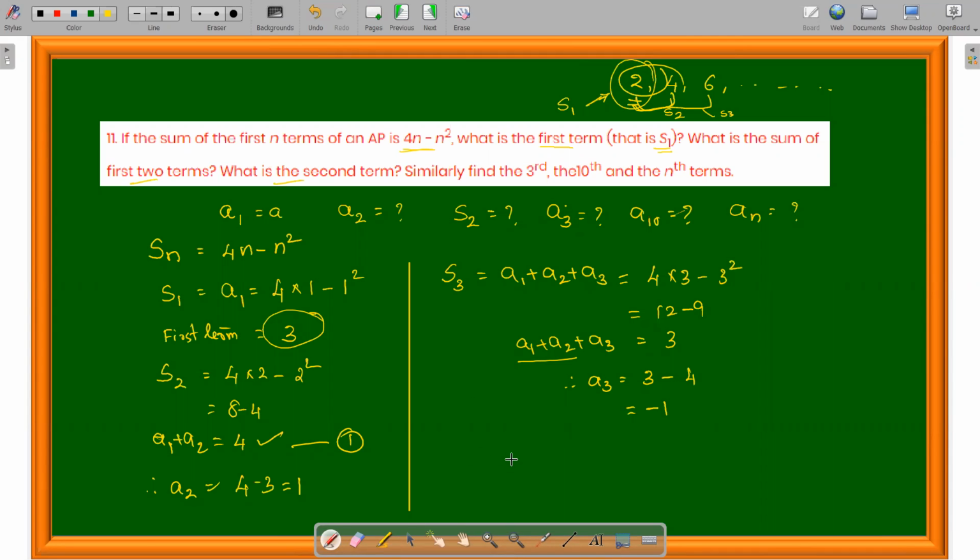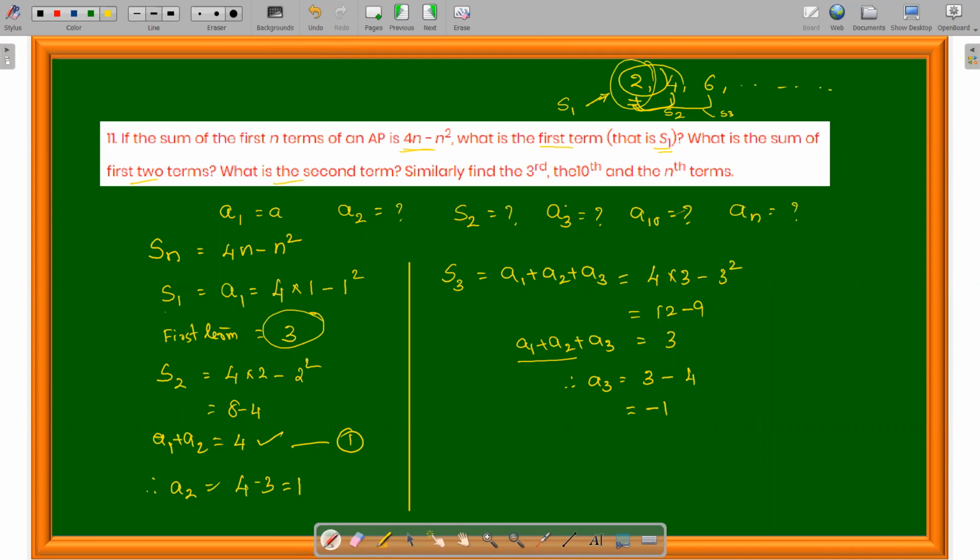Similarly, how will we get a10? For that I am taking this one. Let me write. Sorry. Yes. I am writing here. You can see from this one. You see this one.